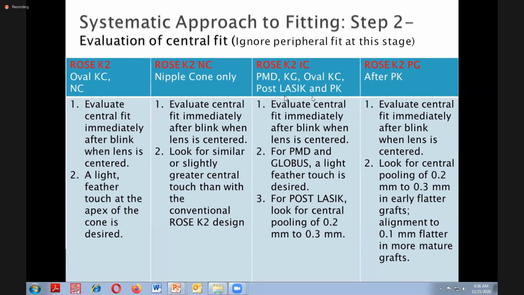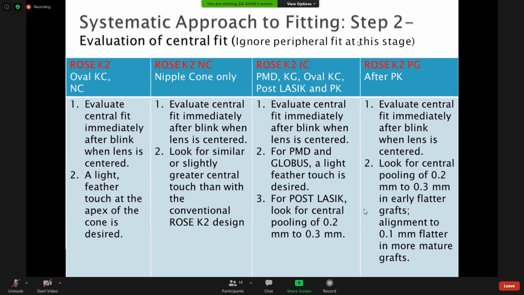In case of ROSE K2 IC lenses, if you want to fit it on pellucid marginal degeneration, keratoglobus, oval keratoconus or post-PK, again you need to first observe the central fit as soon as the contact lens gets centered. For PMD and globus, a light feather touch is desired, and for post-LASIK, look for central pooling of 0.2 millimeter to 0.3 millimeter.